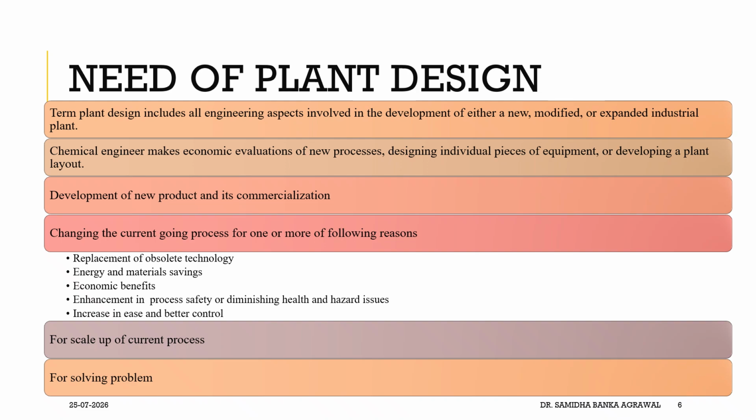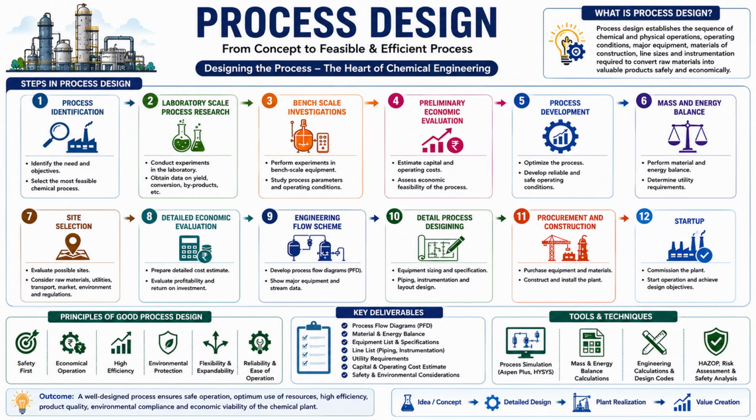Now, plant design begins with process design. Let us understand this concept now. Process design is the first engineering stage of plant design. It defines how raw materials will be converted into finished products. We define process design as a sequence of chemical and physical operations, operating conditions, major equipment, material of construction, line sizing, and instrumentation required to convert raw materials into valuable products safely and economically. So this is how we design.